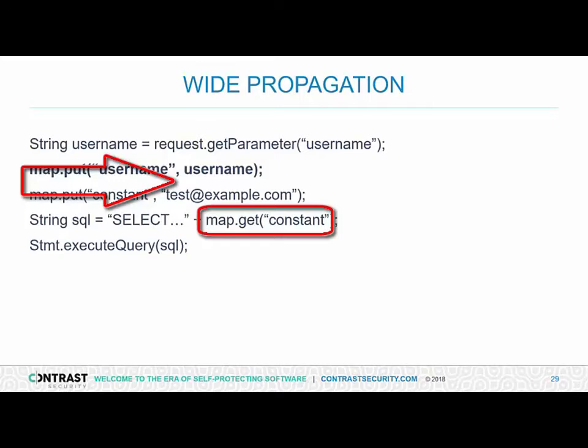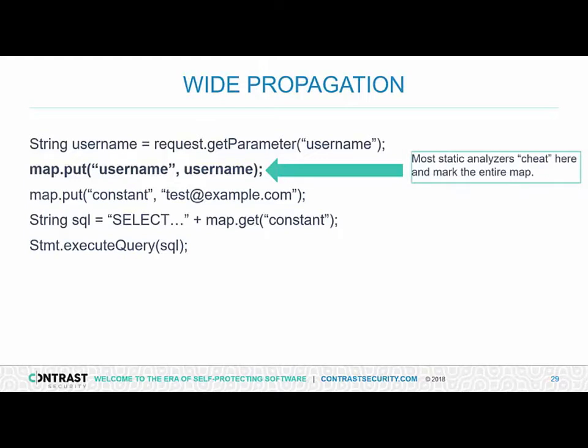For example, request parameters are maps. Maps are used all throughout. There's a lot of things that implement the hash map class. It's very common. So in this case, a lot of static analyzers will go through and they'll do sort of a cheating attempt. And what they'll do is when they see something that's tainted go into the map, they'll mark anything that comes out of that map as tainted.